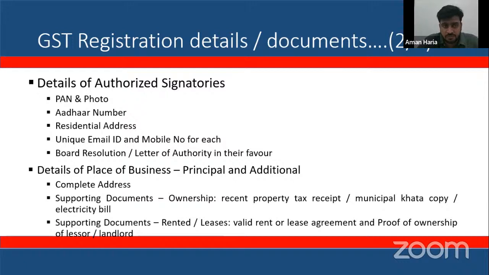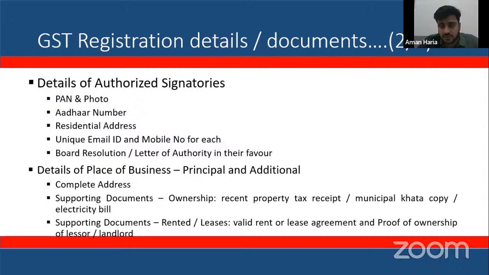So once you've completed authorized signatory, then we move on to place of business, principal and additional. Complete address requires to be given. You need to pinpoint the exact location on a map which is provided by the GST website while applying for registration or while amending the registration itself. So once you enter the PIN code, certain details are by default captured by the system itself.